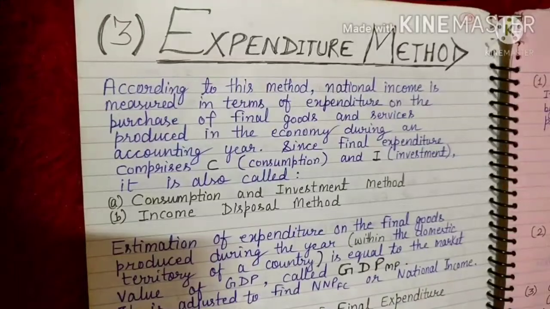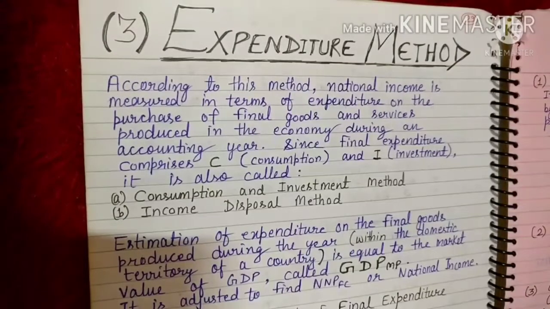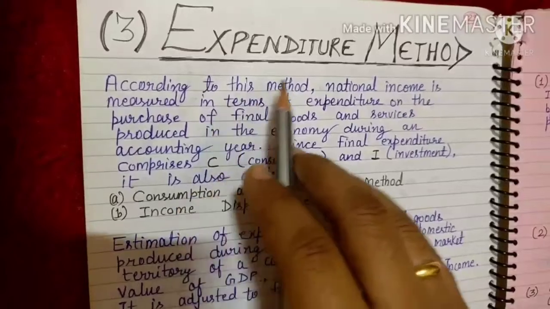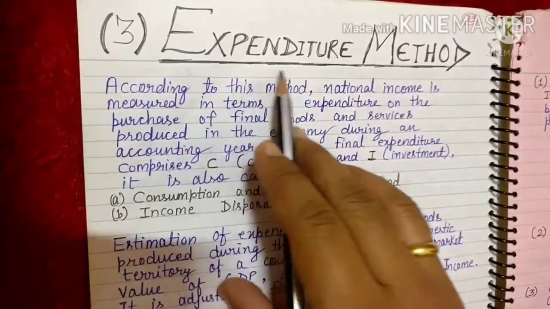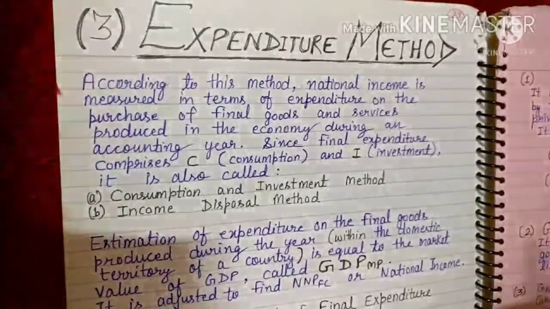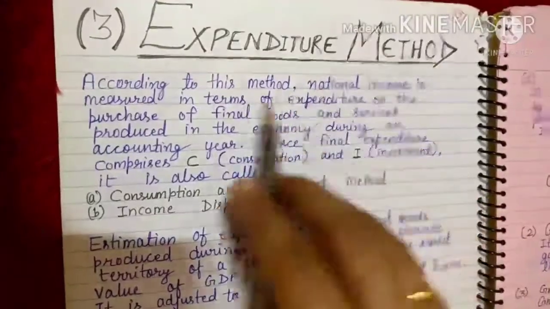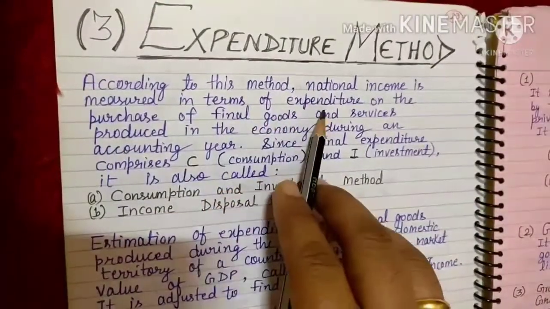So now we are going to start our third method for calculating national income, that is expenditure method. In our previous videos we have learned about our first two methods, that are value added method and income method. This is our third method, that is expenditure method. As the name says, expenditure, we are going to learn about the expenditure which we are doing on final goods. So according to this method, national income is measured in terms of expenditure.